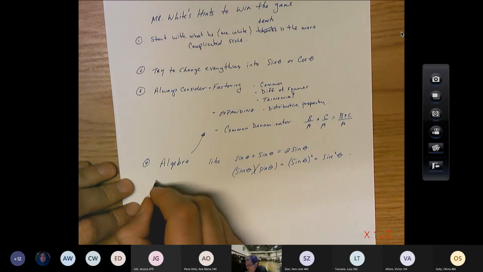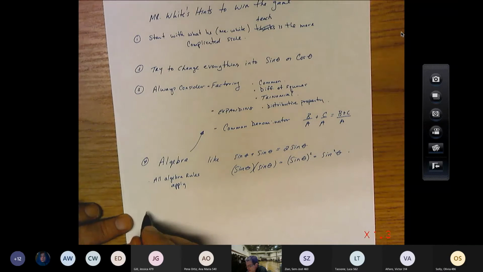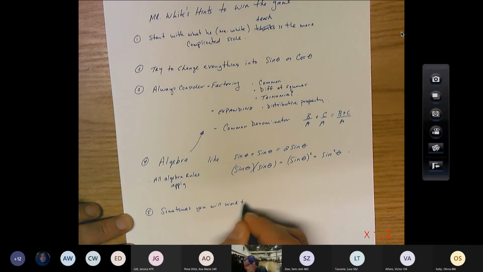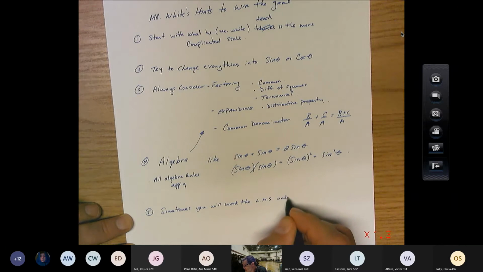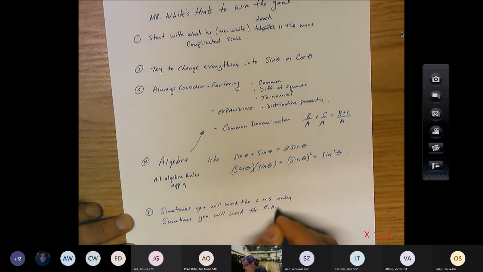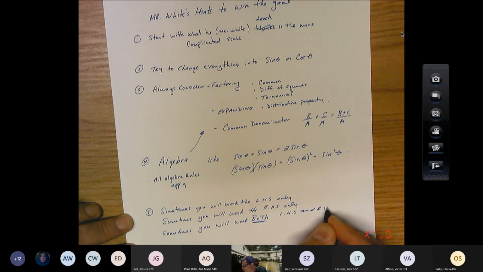So I think what I can say is all algebra rules apply. And do I have a last one? I do. I have one last hint for success. Sometimes you will work the left-hand side only. Sometimes you will work the right-hand side only. And sometimes you will work both left-hand side and right-hand side to meet in the middle.